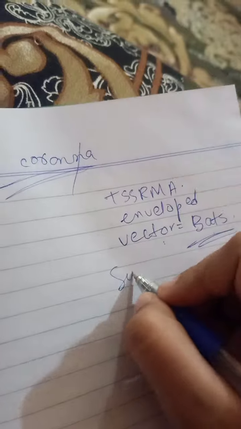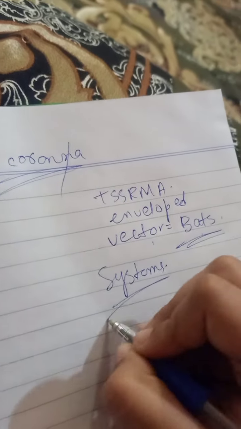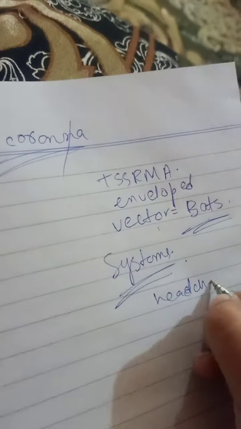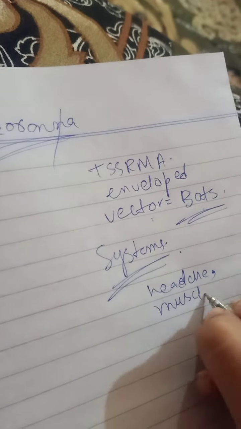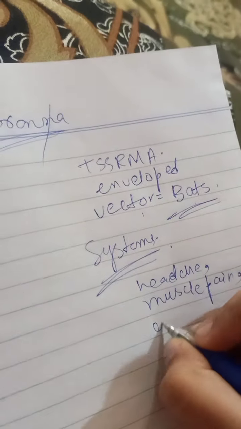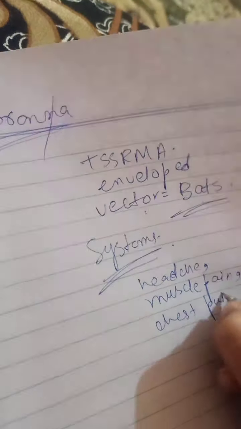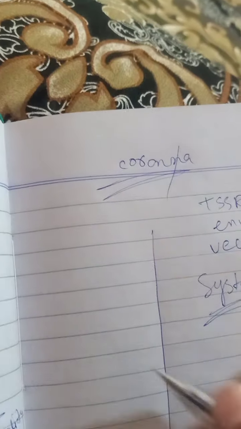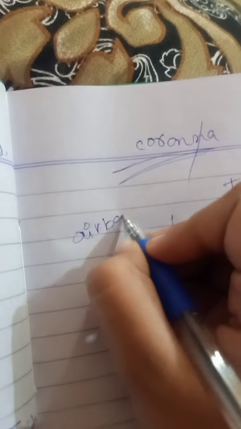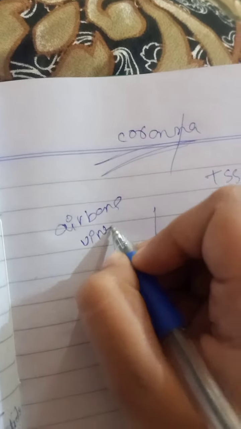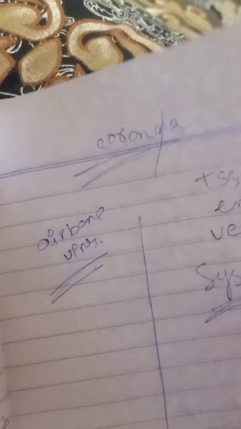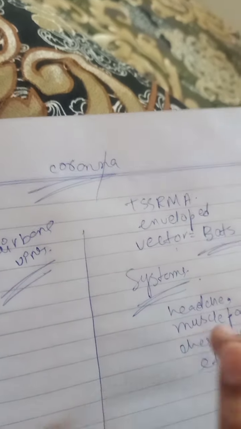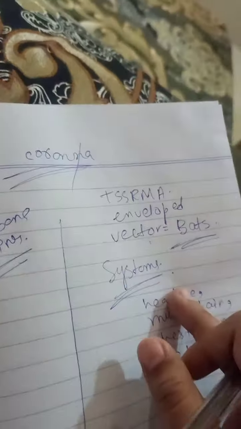If you're talking about the symptoms, the symptoms are headache, muscle pain, chest pain, shortage of breathing, etc. Okay, and the next virus we are going to talk about is the airborne virus. If you're talking about the coronavirus, they are basically transmitted through airborne droplets.